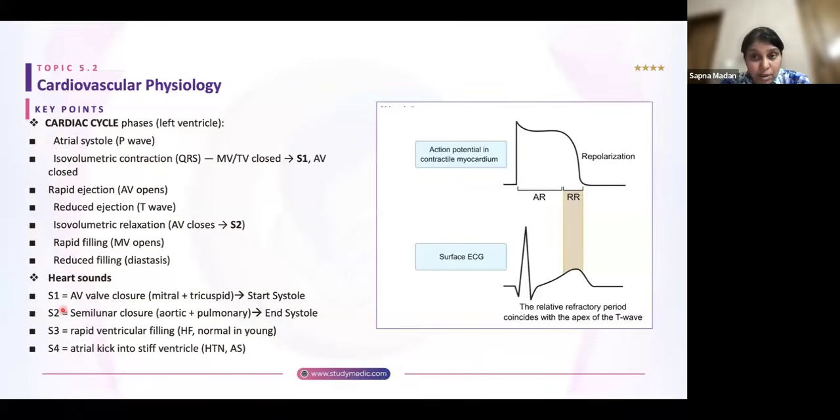And in some patients, in some physiological conditions like normal patients, young patients or pregnant ladies, or pathologically in heart failure, there is a rapid ventricular filling, and that produces S3, the third heart sound, which is like a gush sound. And the S4 is when the ventricle has to push against a lot of resistance. So the ventricle has to eject against a lot of resistance, and this is when there is hypertension or aortic stenosis. Okay, so this is in brief about the cardiac cycle.